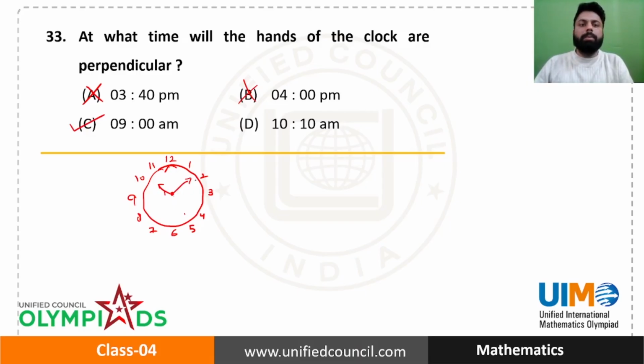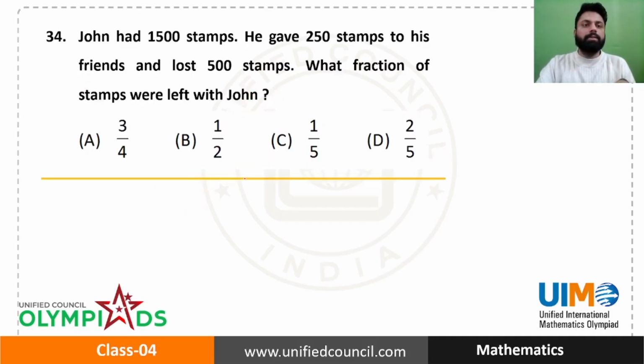At 10:10, this is also not perpendicular because 2 and 11, there should be the difference of only three numbers, 1, 2 and 3. Not the correct one. So you see, C option is the correct answer.